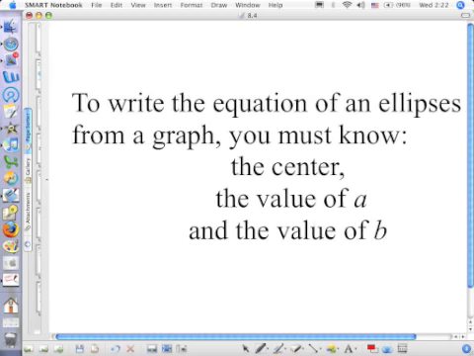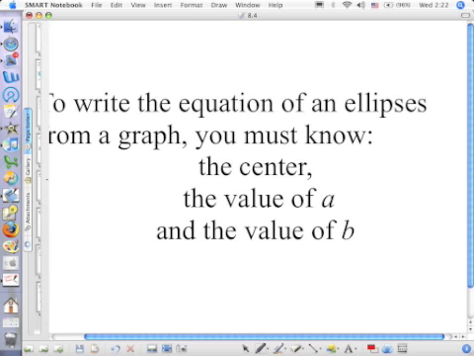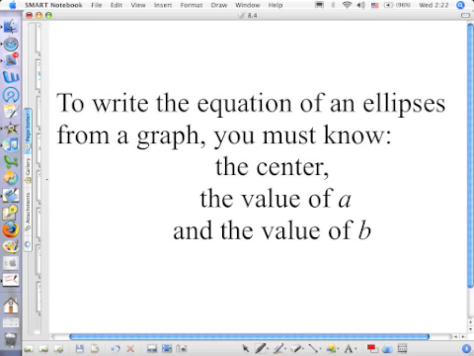Okay, we are going to be tonight writing the equations of ellipses. We're going to have, yes, you can write this, because there are 3 things you have to write the equation of an ellipse. Remember, for a circle, we needed the center and the radius.